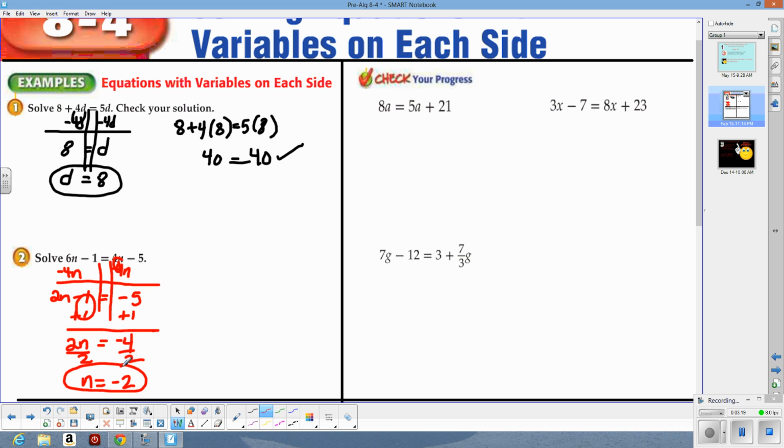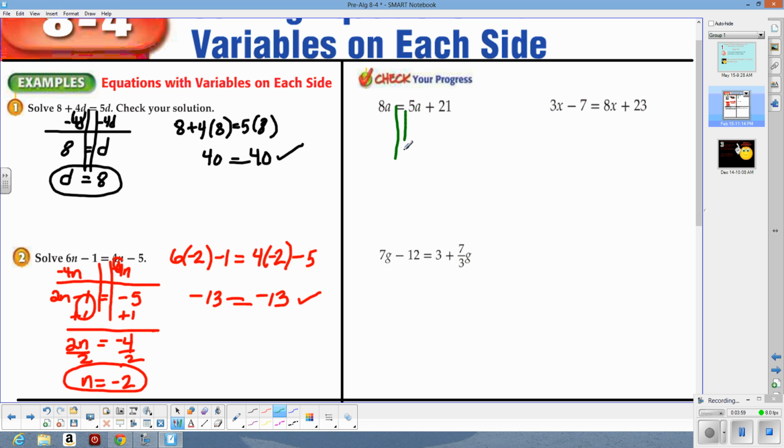Now to check your work, you're going to plug that back into both sides. So 6 times negative 2, take away 1, should equal 4 times negative 2, take away 5. Well, 6 times negative 2 is negative 12, and negative 12 take away 1 is negative 13. And then 4 times negative 2 is negative 8, and negative 8 take away 5 is also negative 13. So once again, we have landed on the correct answer. You may want to pause the video and try the next 3 on your own.